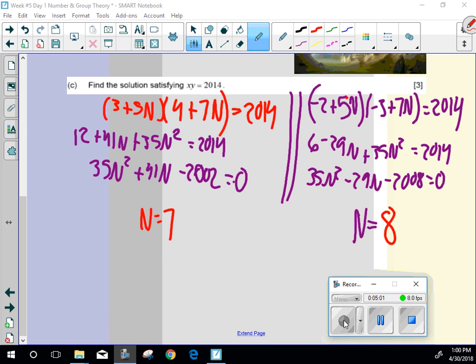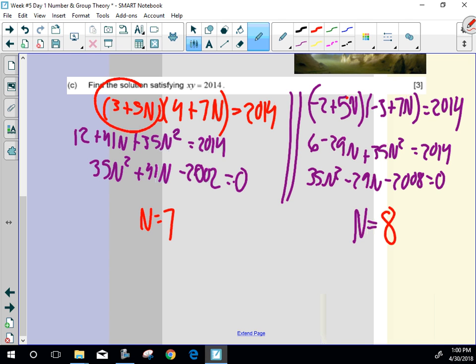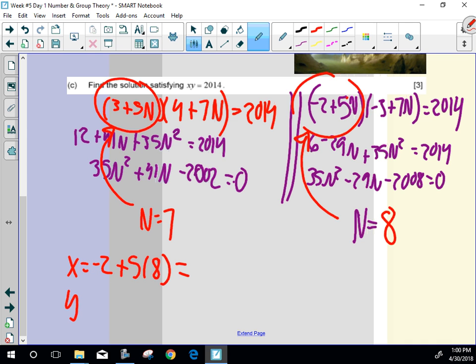So now what we did is we took these two, subbing in. It doesn't matter which one you pick, just be consistent. Notice that this is one term higher than this one. So this n is going to be one term higher than this is. Either way will be fine. x is equal to negative 2 plus 5 times 8, and y will be equal to negative 3 plus 7 times 8. So 40 minus 2 is 38, and 56 minus 3 is 53. These are the values for x and y.